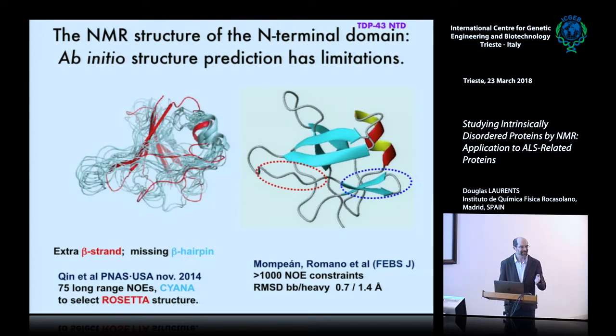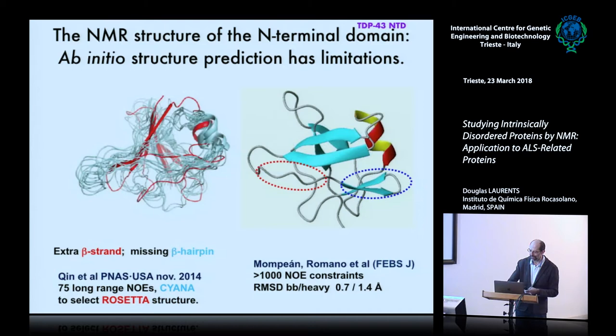Okay, it took us a little bit longer, but we were able to measure over 1,000 NOE constraints and calculate an accurate structure, a more precise structure. And you can see here that they made a mistake. They put a beta strand where there's really a loop, and there's a beta hairpin here where they put a loop. So the ab initio methods can be very useful, but they have their limitations, especially when the structure you have is very different from anything in the database. We also know that as the database grows, the ab initio method is going to be better and better.